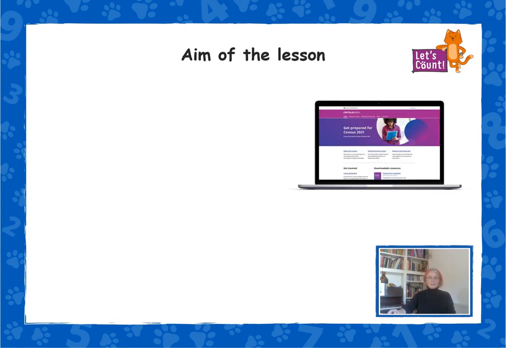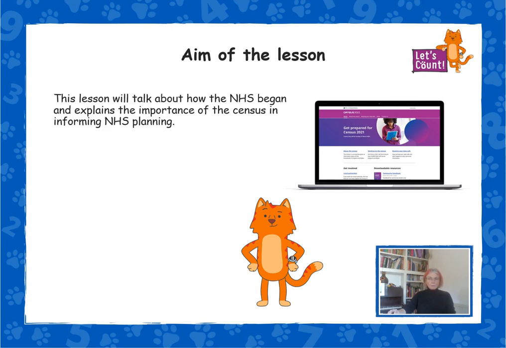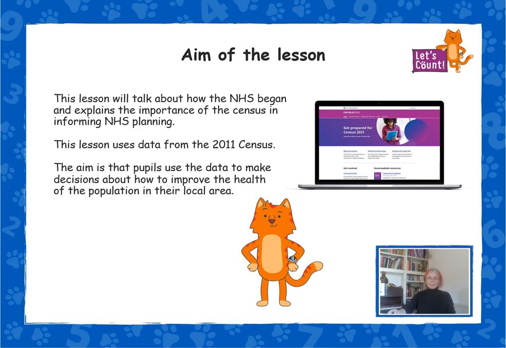This lesson is going to use data from the 2011 census, the last census, and we're going to use the data to make decisions about how we think we can improve the health and well-being of the population in the areas that we have selected, but maybe also in your own local area. You can get hold of data about your own area by using the NHS website, and there is a guide available to support this.